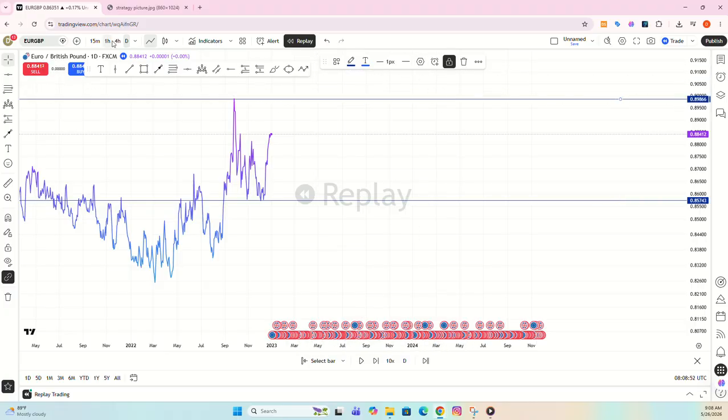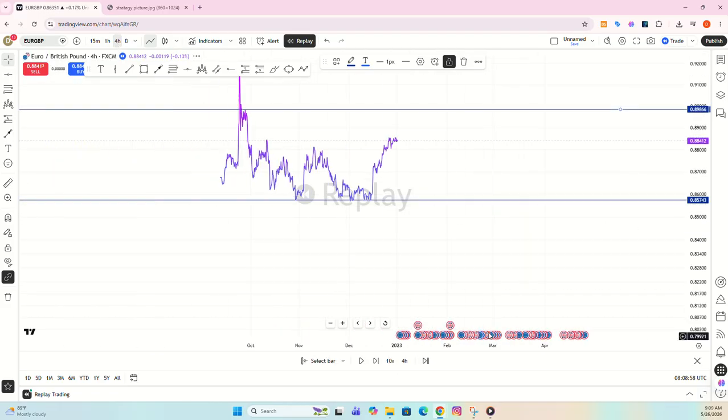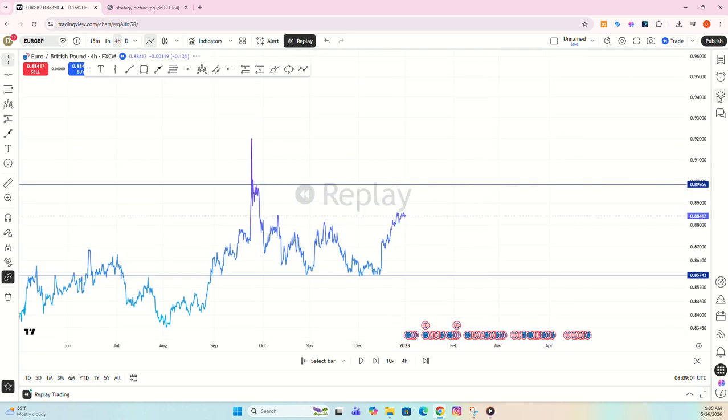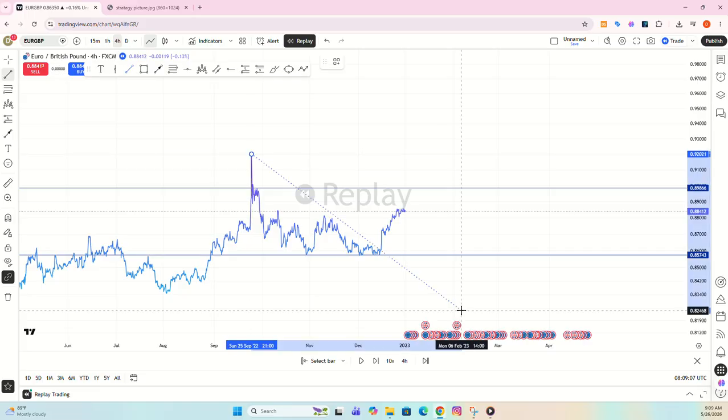Then we move to 4 hours. In these 4 hours, what we do is we draw trend lines. So this is the trend line we'll be drawing. This is where the trend started. Then this is where I felt it.